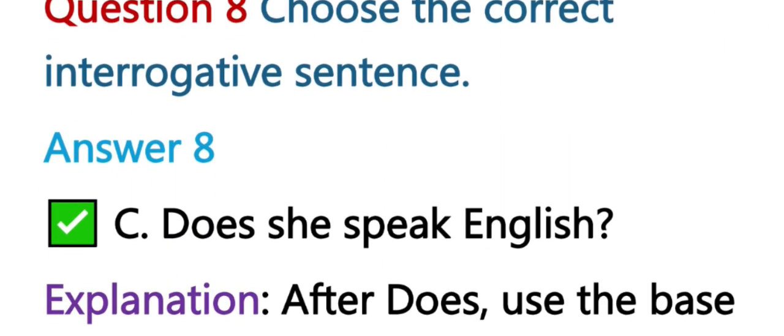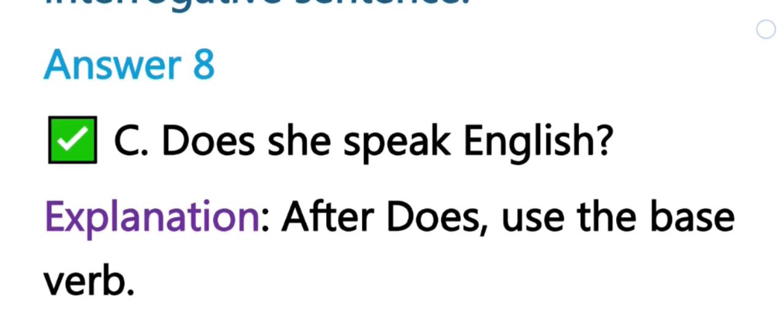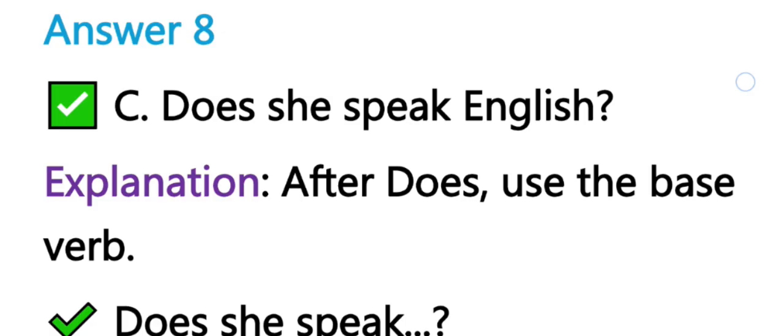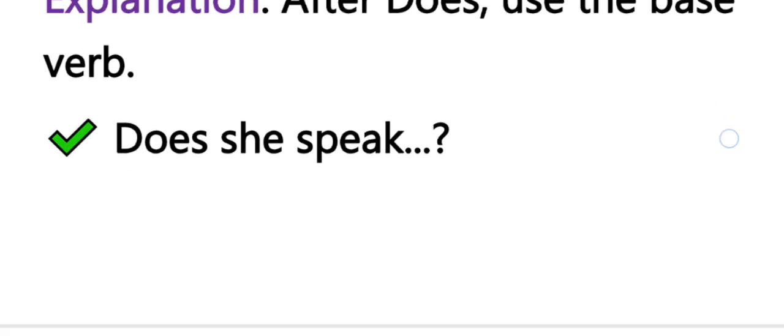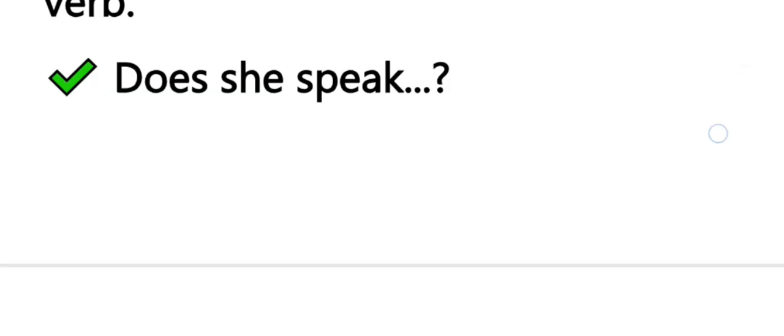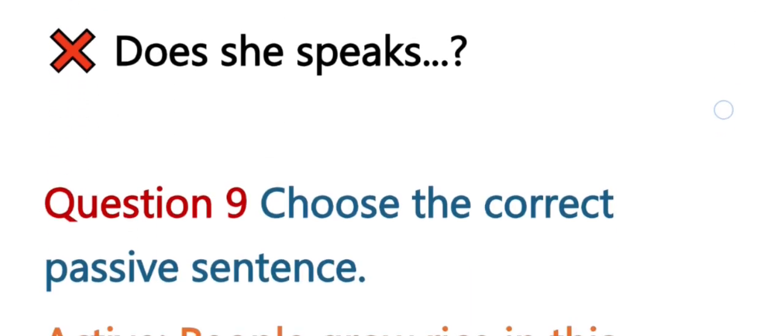Now question 8. Choose the correct interrogative sentence. Our answer is option C. Does she speak English? We know that after does we use the base verb, which is speak. So does she speak will be the right way of saying, and this will be wrong.